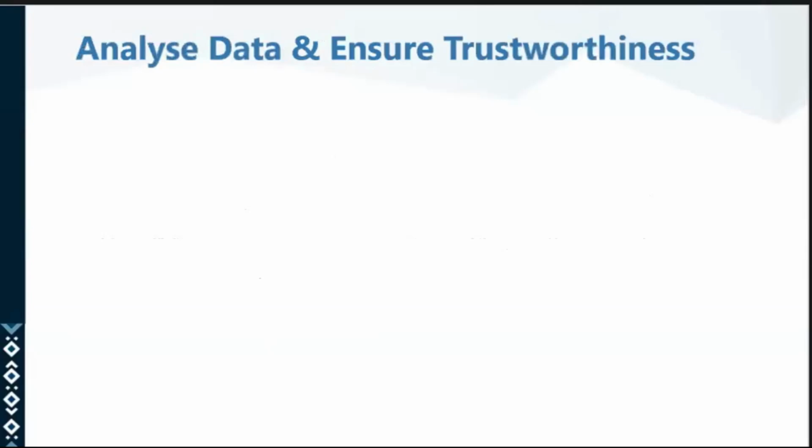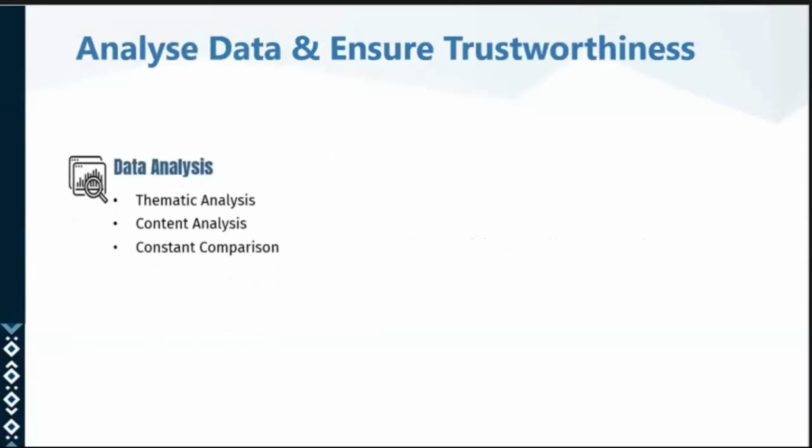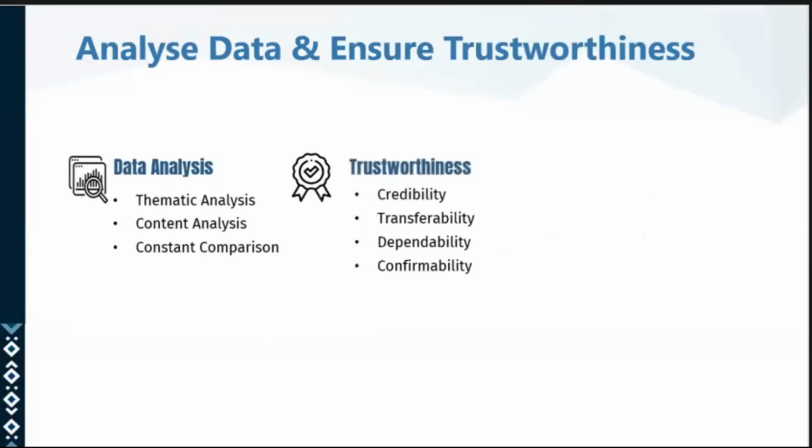Our sixth step is analyze your data and ensure trustworthiness. So with qualitative research, there are several ways to analyze the data. We have the thematic analysis, the content analysis, and constant comparison. I think we will have another presentation that will throw more light on this. Before analyzing your data, you should make sure your data is trustworthy.